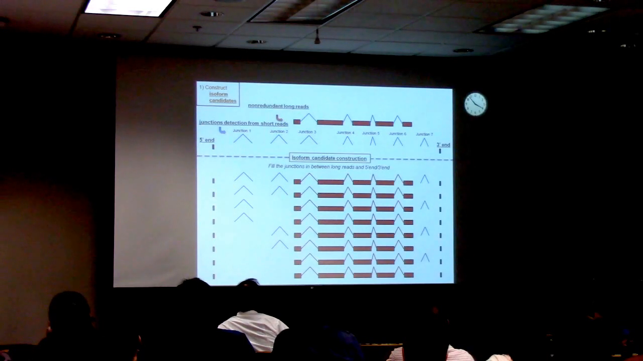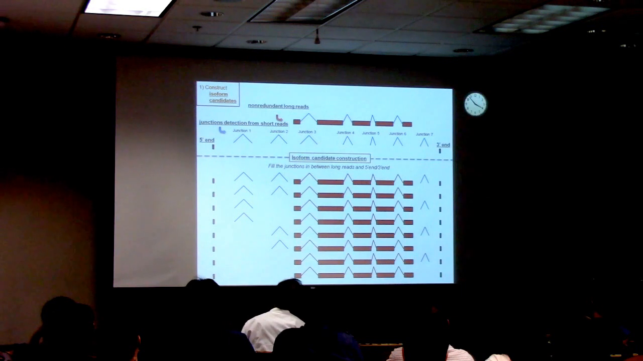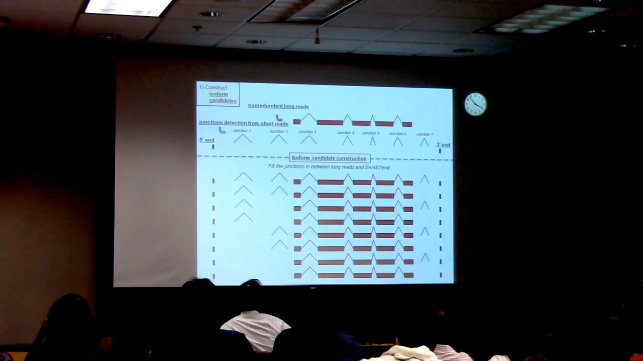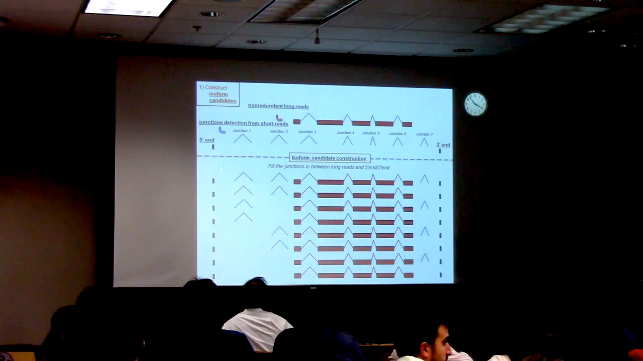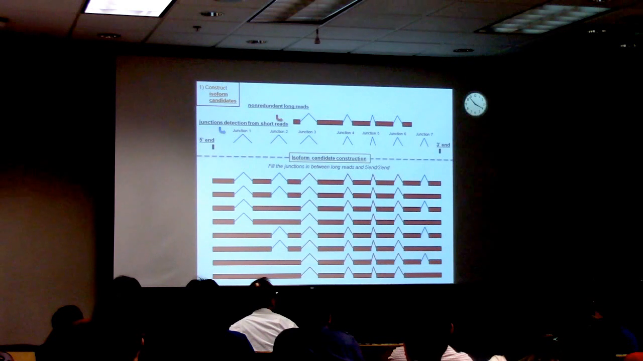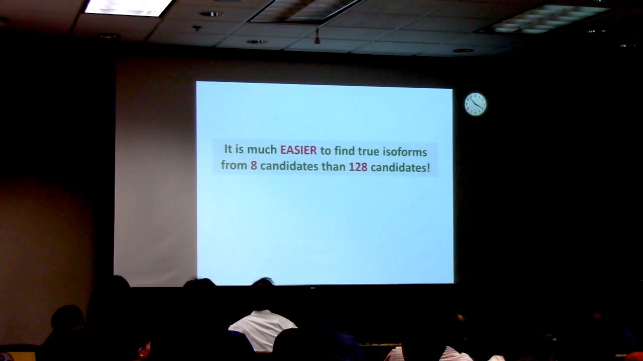What remains is junction 1, junction 2, and junction 7, they are free. You have to check the possible combinations of 1, 2, 7. You have 3 free junctions, so the possible combinations would be 8, right? You just check the combinations and then fill it up. These are the candidates. I remind you that if we do not have long reads, how many combinations we will have? 2 to the 7, 128. So it would be much easier to pick the true one from 8 candidates than 128 candidates.